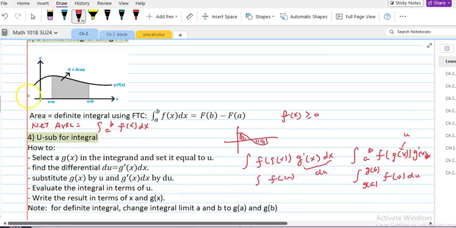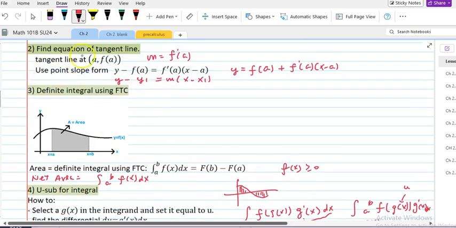Okay, so in the next video, I'll go over a few examples of integrals and derivatives, and then we'll do another video on u substitution and also tangent lines.